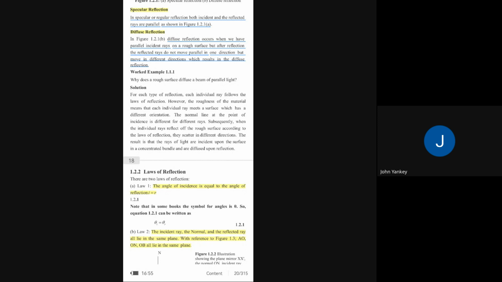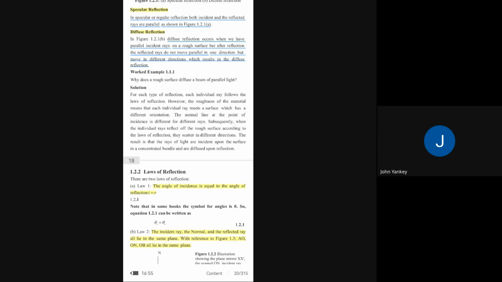Then number two, with regular reflection, the parallel light, the reflected light is reflected parallel. All of them move in the same direction, the reflected rays. Now with irregular reflection, the reflected lights are scattered in different directions.